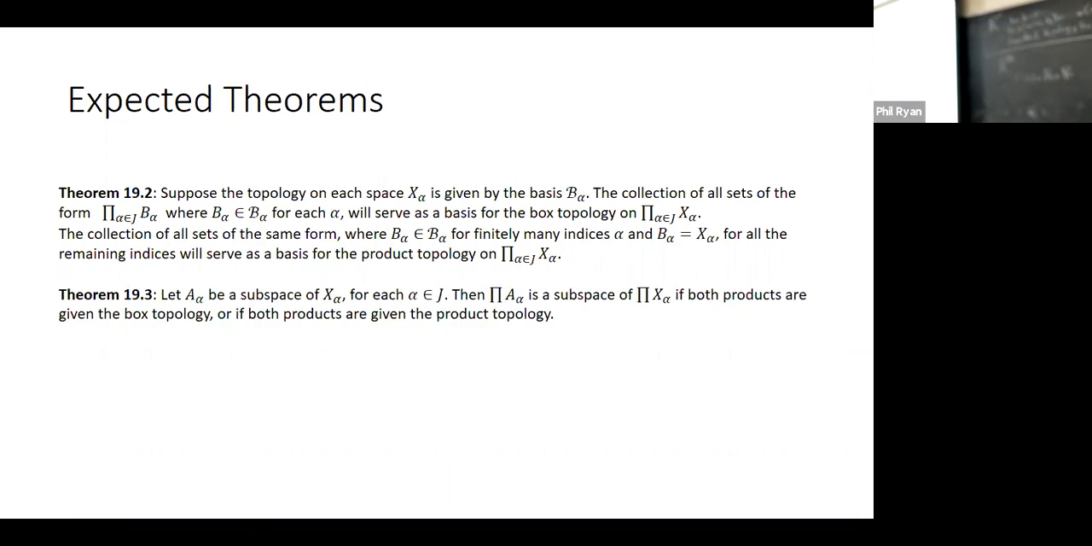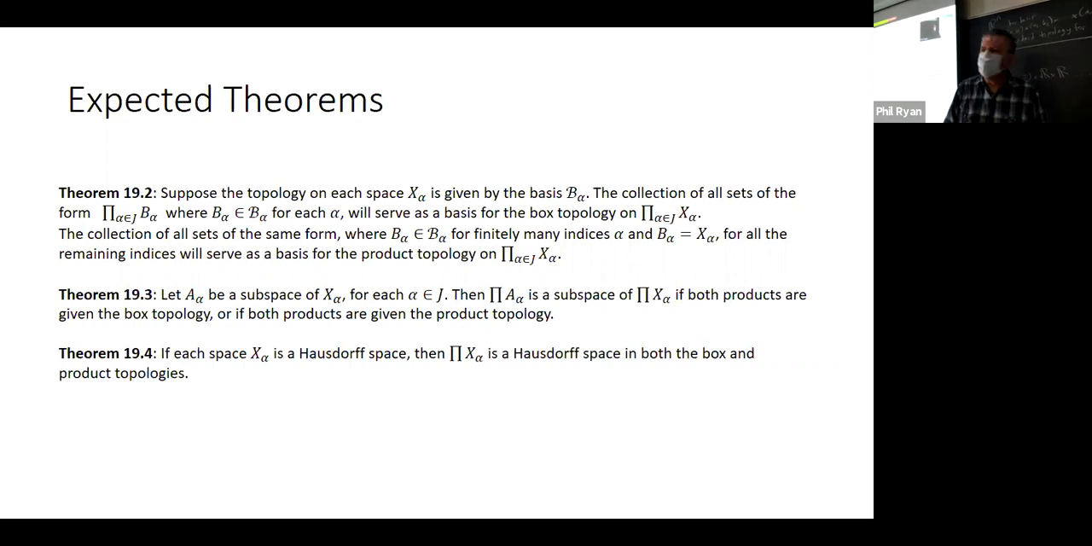So how do subspaces work? Let's say for each space X alpha, we have a subspace A alpha. Then if we take the product here, that's going to be a subspace of the product of the X alpha in the relevant topology. So if both are the box topology, it's a subspace of that, and if both are the product topology, it's a subspace of that. That's kind of how we expect. That's going to be a homework problem for you, as is the next one.